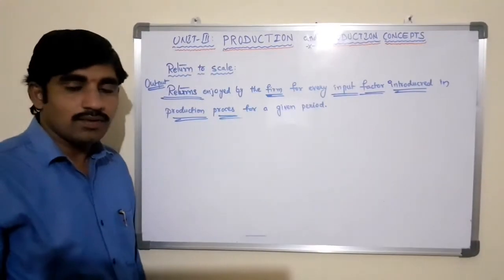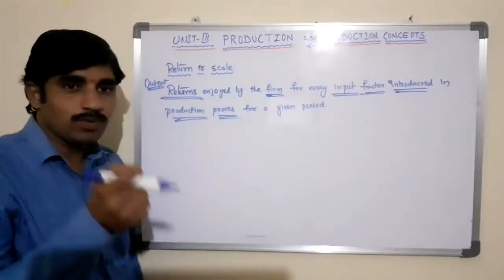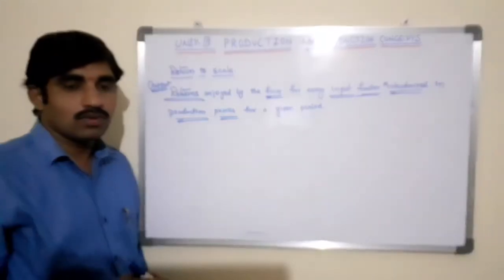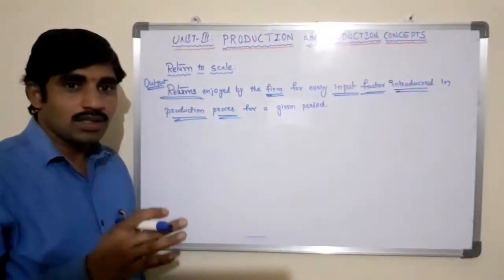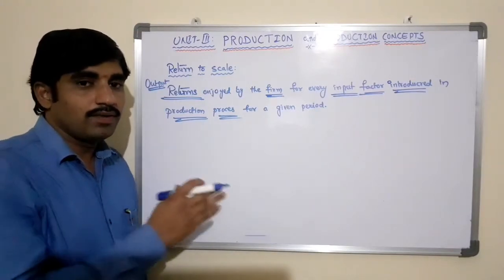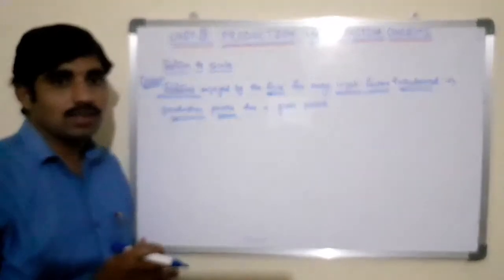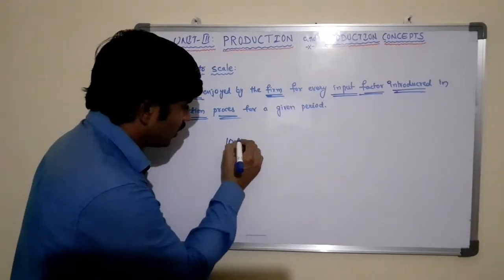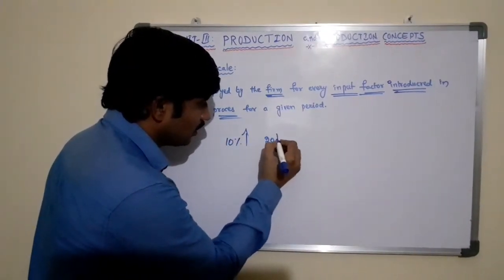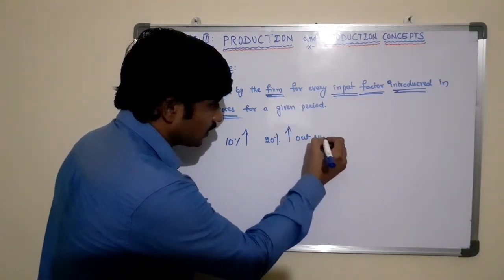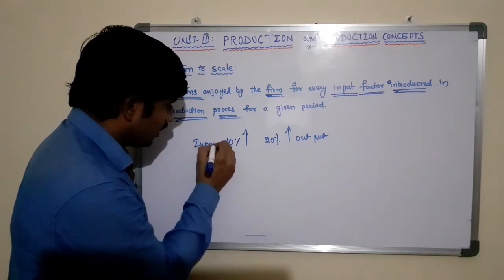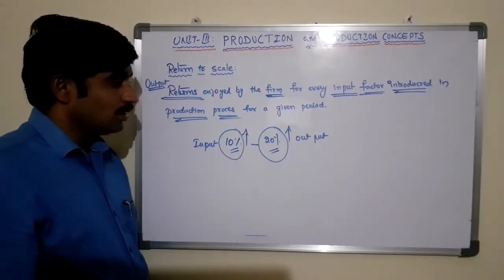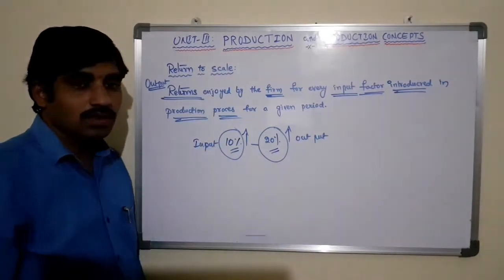So in other words, the law of returns to scale explains the proportional changes in the output with respect to the proportional changes in inputs. For example, a 10% increase in inputs, 20% increase in output. It is called returns to scale. So the proportionate changes in output for a proportionate changes in the input is known as returns to scale.